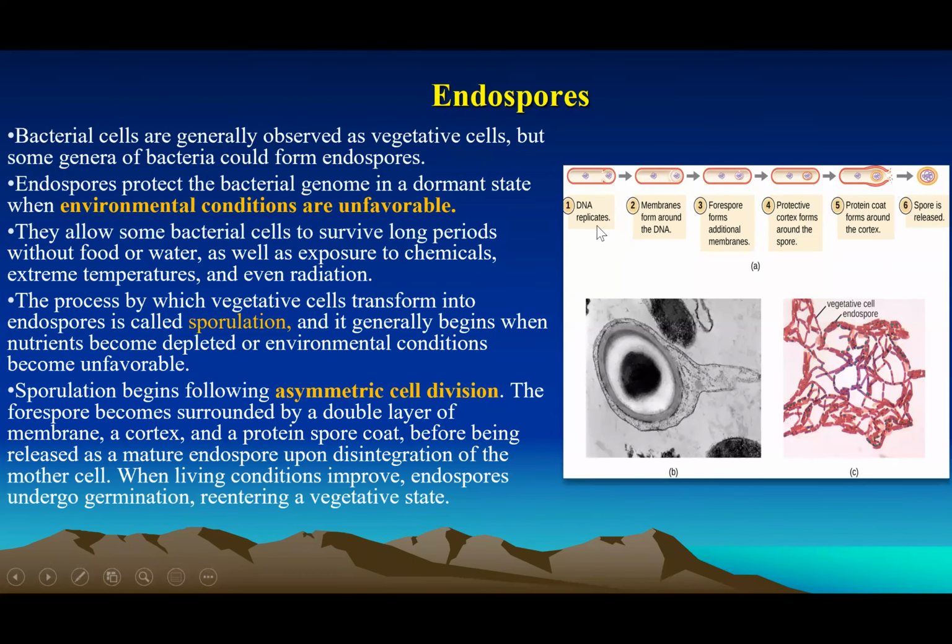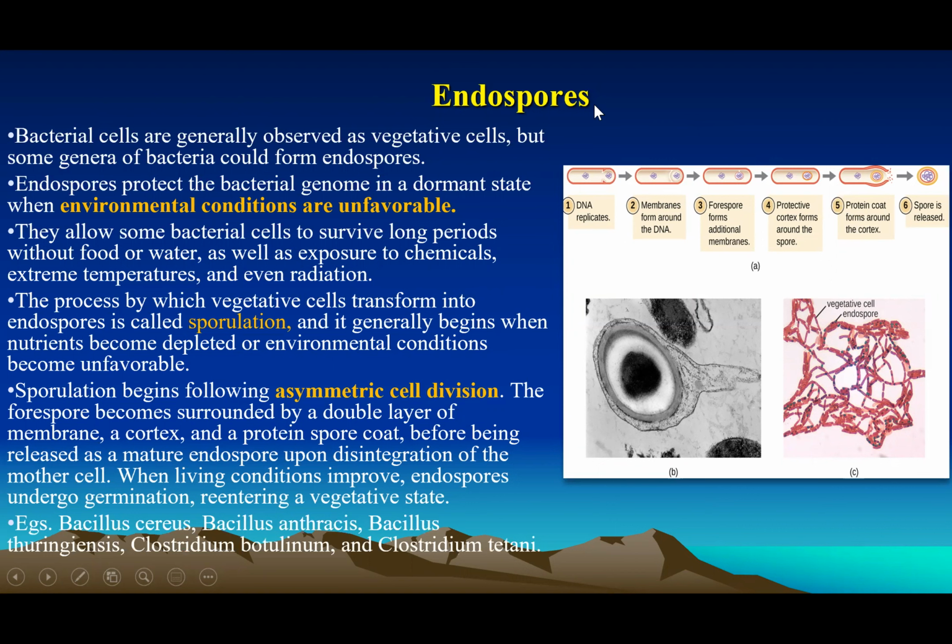These are the steps of sporulation. There's asymmetric cell division. Then the forespore will be surrounded by a cortex, a protein coat, and so forth, until it forms the endospore. This is to stay dormant until the conditions become favorable. Bacillus cereus, Bacillus anthracis, Bacillus thuringiensis, and Clostridium can form endospores. These can be very hard to treat.